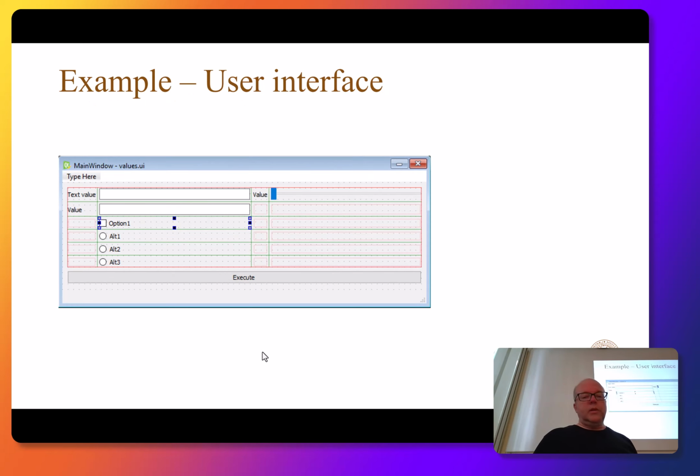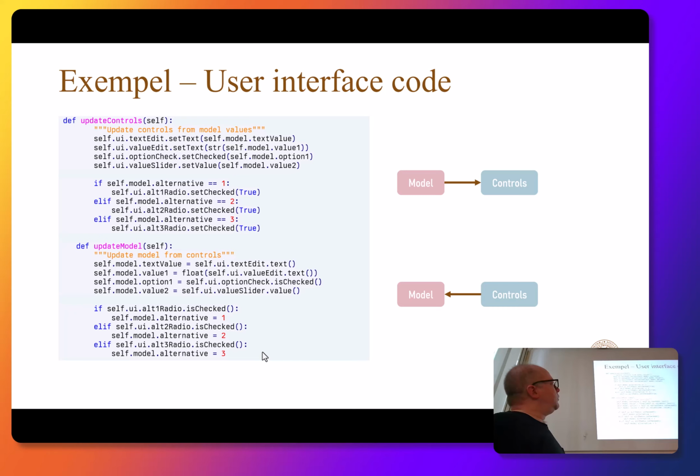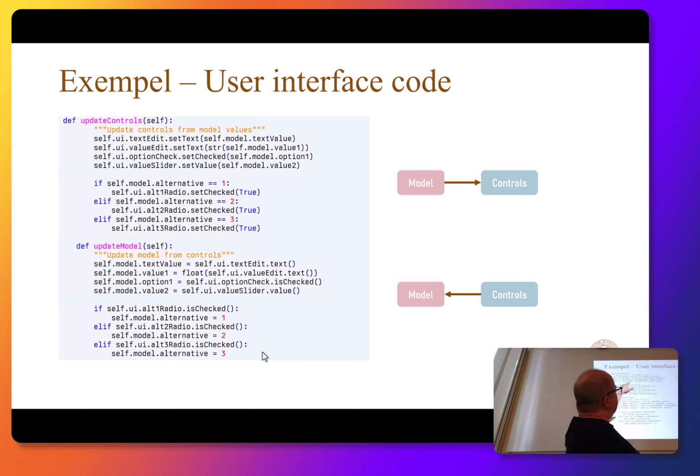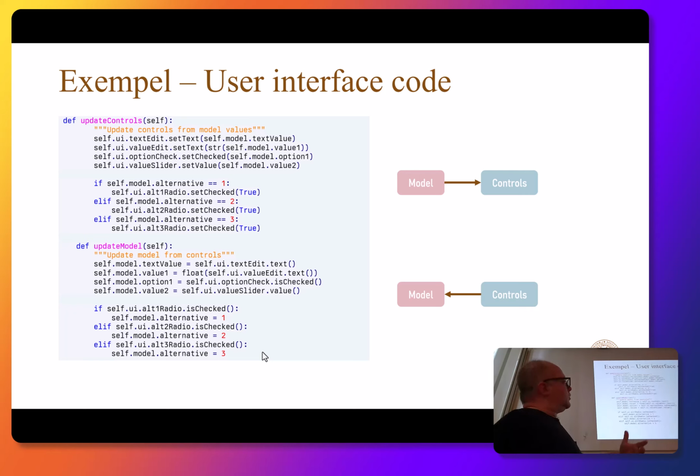And then I have a user interface like this. And then I have an update control here that goes from set text and takes my model text value and populates the controls. The thing is, if you have true or false values in your different alternatives that you can select in your model, you need to have an if statement here to check the appropriate controls. So basically you set up the logic that goes from model to controls. And then the other way around, you have to check if radio 1 is checked, then I set model 1 is alternative 1, and so on. So you separate which direction you go, from model to controls or from controls to model.